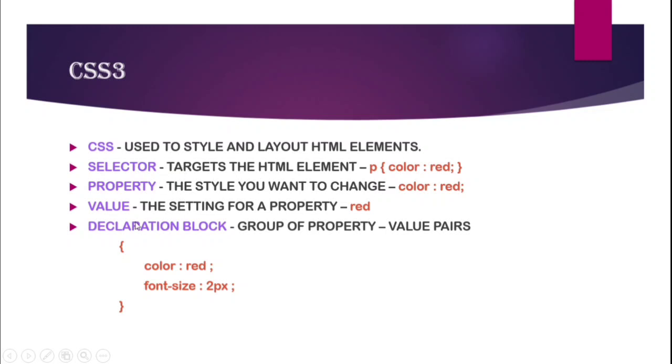Then we have the declaration block. A group of property-value pairs is nothing but the declaration block. You can see color red, font size 2 pixel. So this is the declaration block. You can see this is the basic syntax.